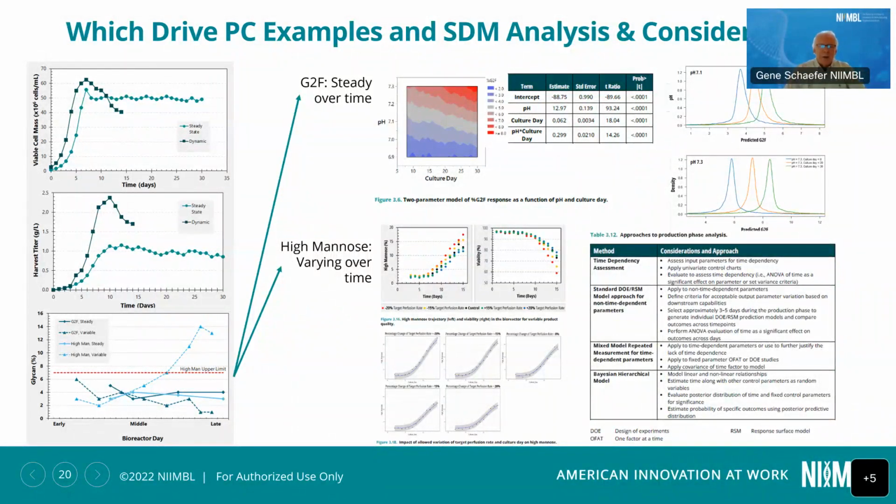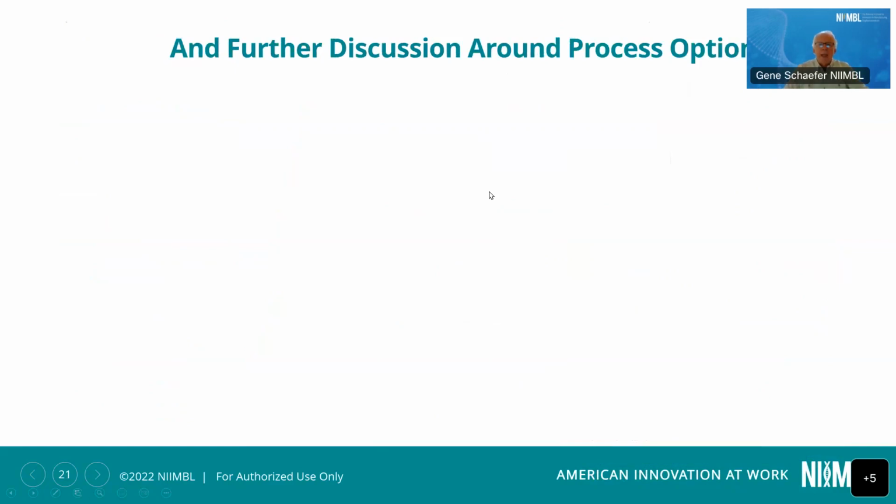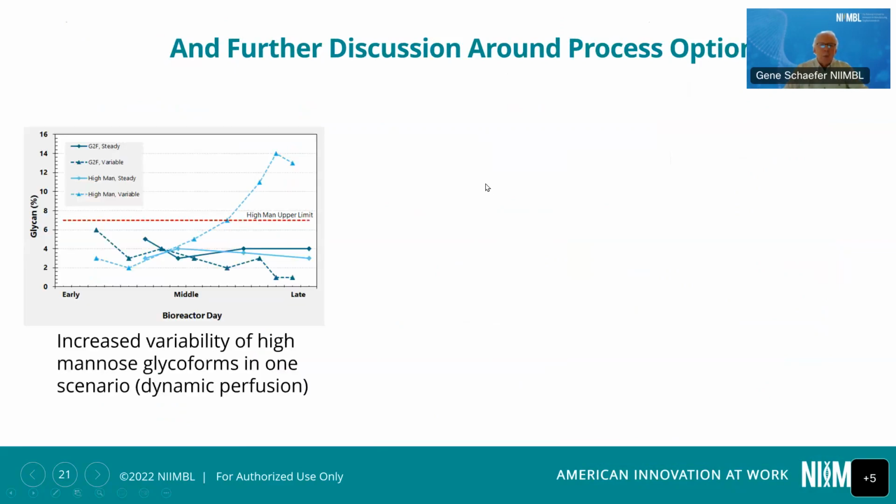Again, these are really all too small to look at in depth here, so I do invite you to go into the case study and look at this. The analysis section is really very nice, including both traditional and Bayesian types of analyses. And we talked about process options a little bit more, considering this variability of one of the attributes.